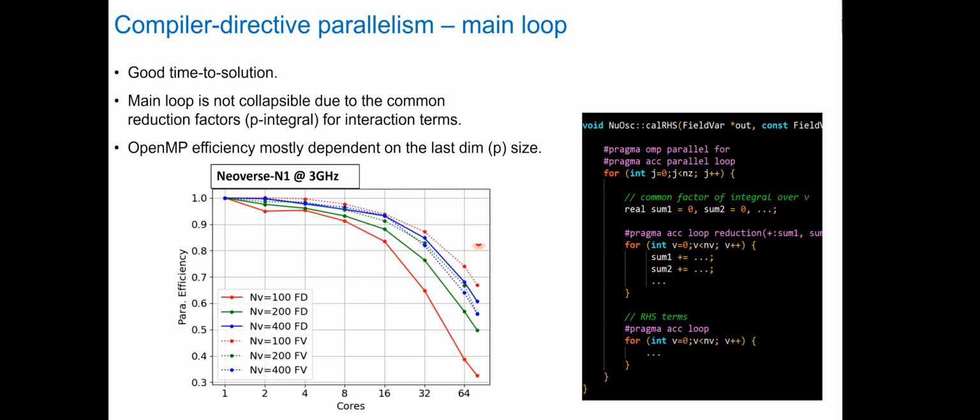This is a scaling test for the CPU run on different cores. And basically, they mostly depend on the dimension of momentum. As I mentioned, in each main loop we need to calculate the common integral factor from the momentum. So this actually destroys the tightly nested property of this loop. But even with that, it seems that we still get pretty good parallelism.